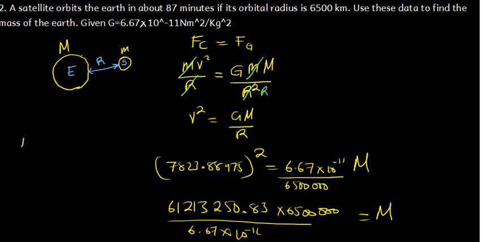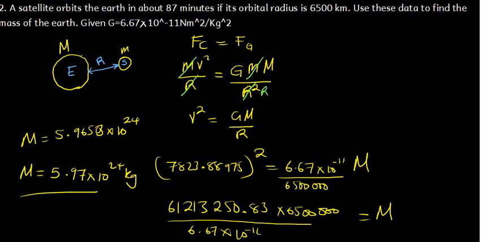Let me record it here. M is going to be 5.96503 times 10 to the power 24. So this is going to be the mass of the Earth. I can write it to three significant figures. That is going to be 5.97 times 10 to the power 24 kg. So that becomes the mass of the Earth then.